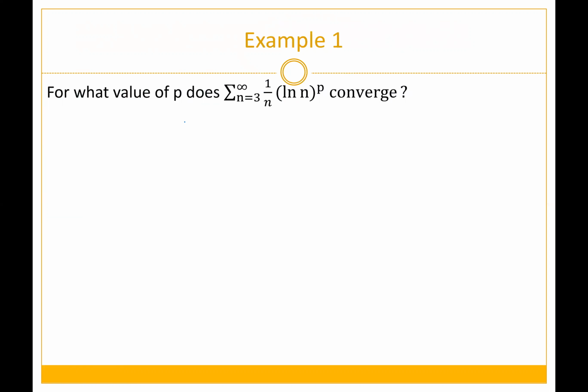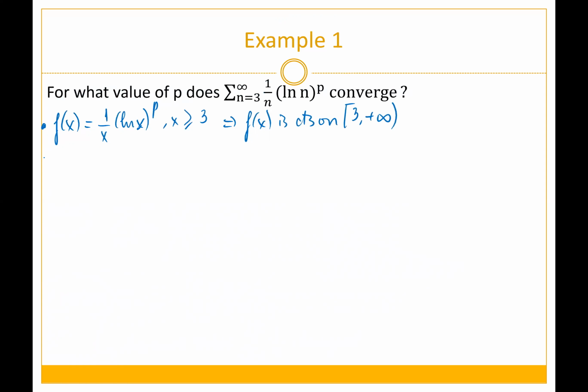So say you have f(x) equals 1 over x (ln x)^p. Now ln x is going to be different from 0 with x bigger than or equal to 3. ln x is bigger than 0, and 1 over x is also different from 0. So f(x) is continuous on [3, infinity). Now it has to be positive. It also is positive, so it's continuous and positive.